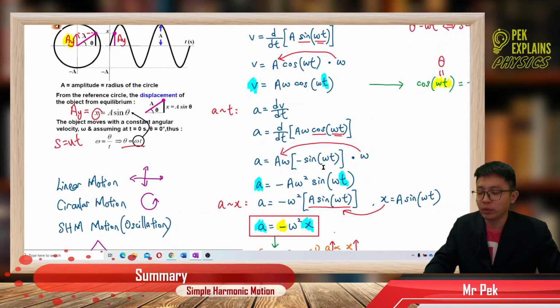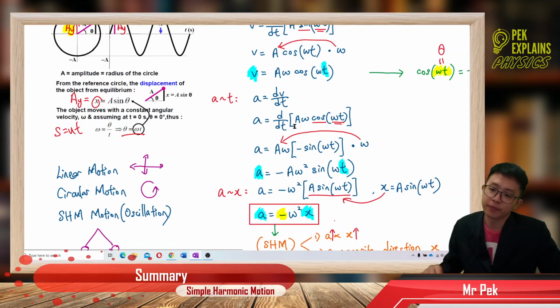Now we want to get the acceleration formula. The next formula is acceleration versus time. So we use a equal to dv dt. This time we differentiate the velocity time equation to get acceleration. Just copy back A omega cos omega t, and differentiate with time. Differentiate outside, A omega is still A omega. Then we differentiate cos, we get negative sine.